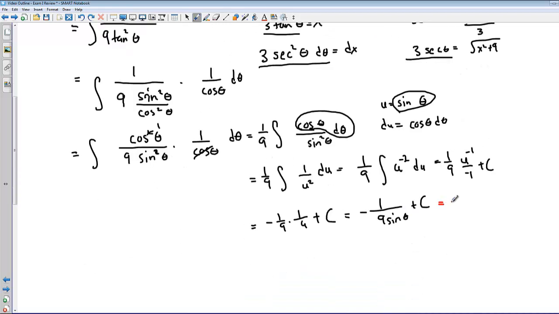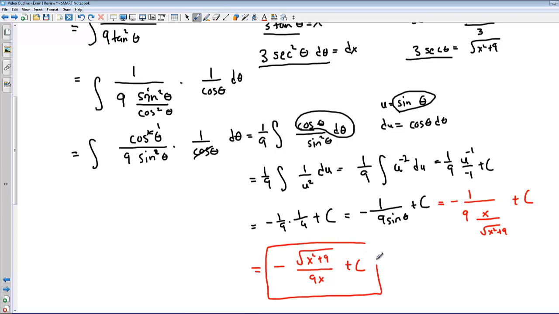So that's going to be equal to negative 1 divided by 9. And then what did I say? This is going to be x divided by the square root of x squared plus 9. That was the sine of theta. All plus c. Remember, when you divide by a fraction, you multiply by its reciprocal. So we're going to flip this thing right here, and we just get the square root of x squared plus 9 on top, divided by a 9x on the bottom, and then all plus c. And that's my final answer.